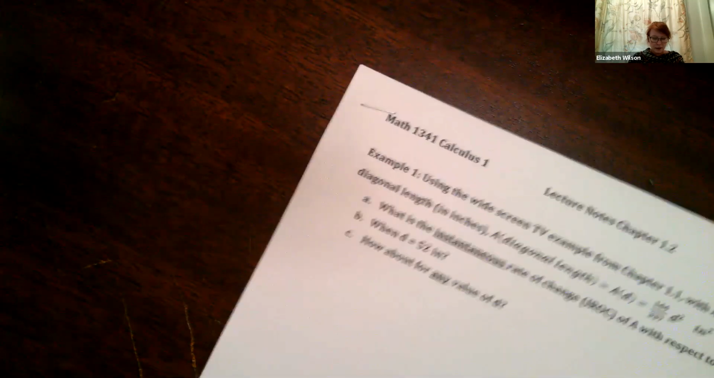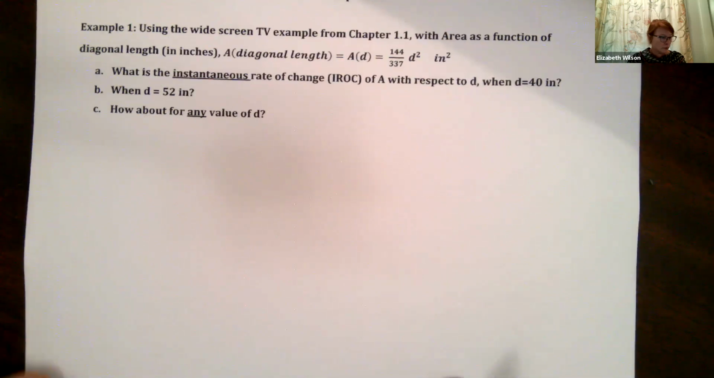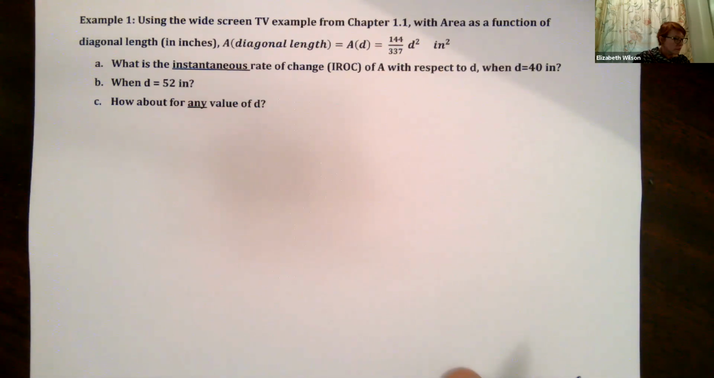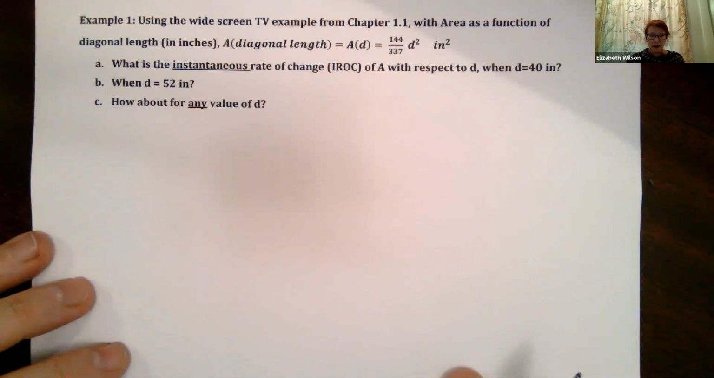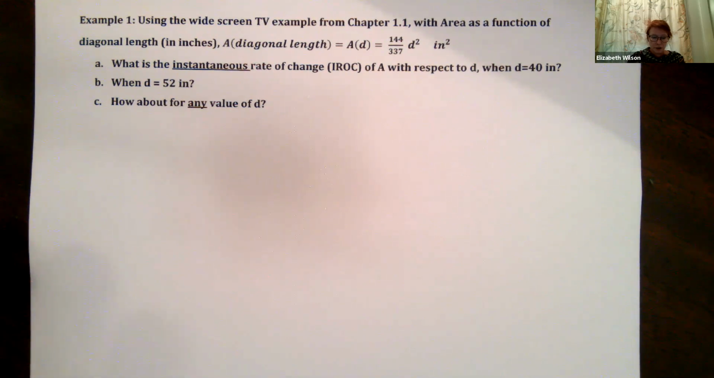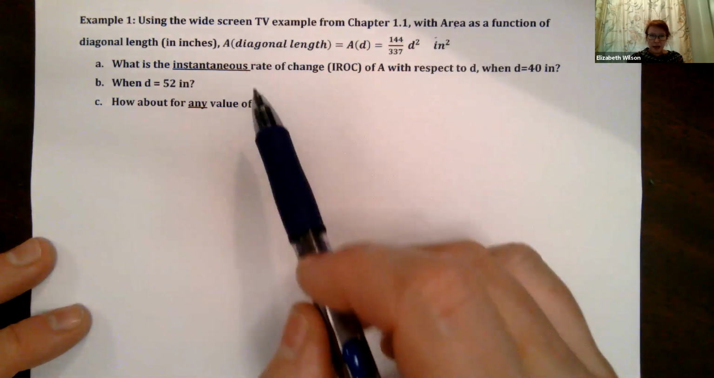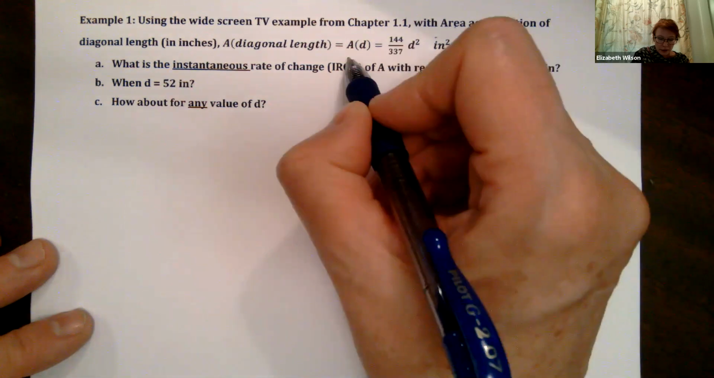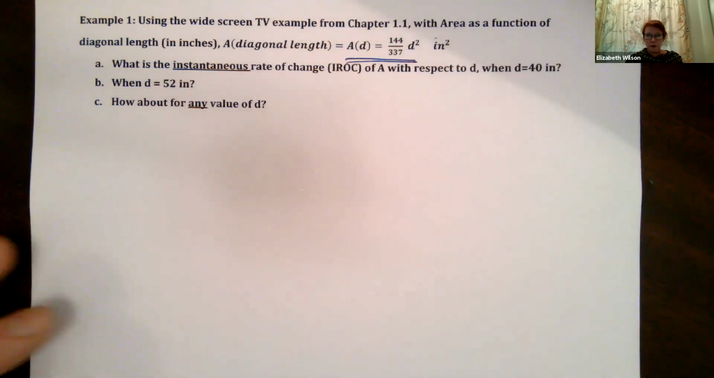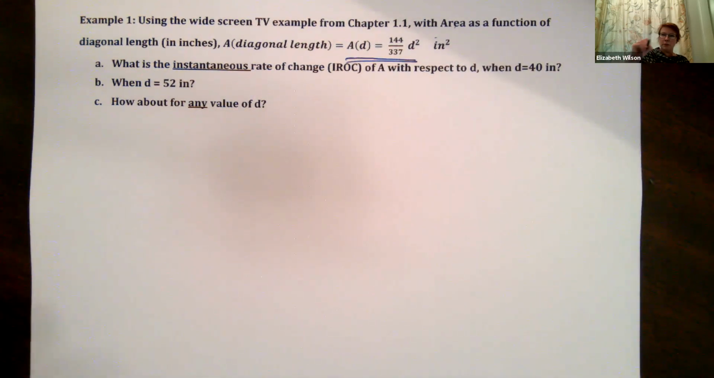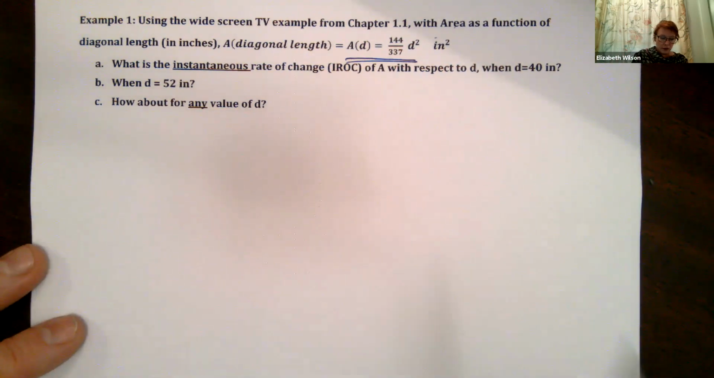Okay, so my lecture examples. I'm pulling out example 1. So we've got a widescreen TV. Remember that from the previous chapter, right? Where we had that 16:9 aspect ratio. We've got area as a function of diagonal length, which we calculated before: 144 over 337 d squared. So it's a parabola that we're dealing with here.